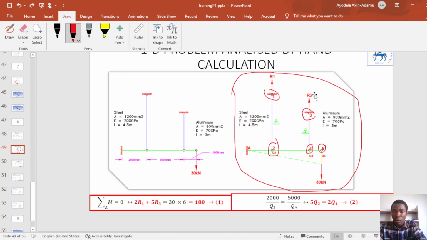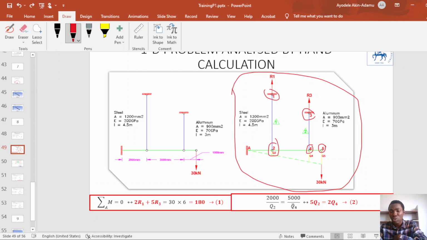Why is it pointing upward? Because we know that finite element 1 and finite element 2 is in tension. So for it to be in tension, the reaction force has to point upward. So if we sum moment about A, we get 2R1 plus 5R3 equals 180. Let's term this equation 1.